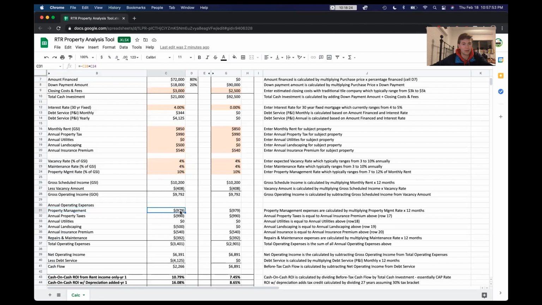Now we go down here into our annual operating expenses. So property management, again, we're just using that calculation, our gross operating income times our property management rate, which is 10%, $979. Our annual property taxes, we're just doing a transfer of that number down here. So we're going to have to pay $990 per year for annual property taxes. Annual utilities, right? Our tenant's paying utilities, so zero. Our annual landscaping, we put in 500. Maybe this could be zero if your tenant's going to do the landscaping. Annual insurance premium, 540. That's just a carry down.